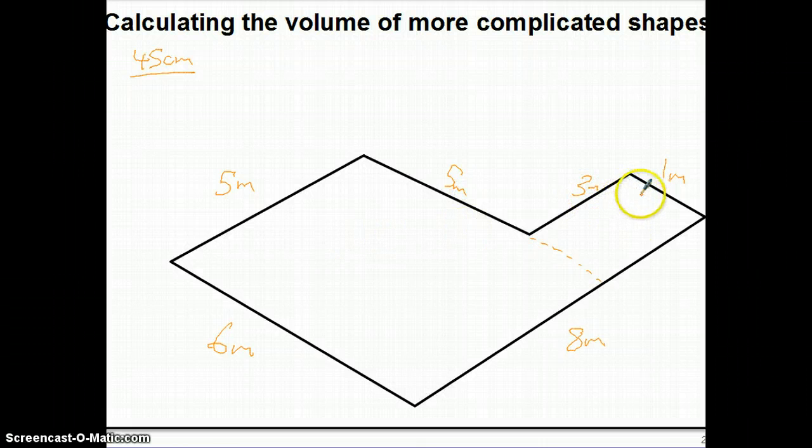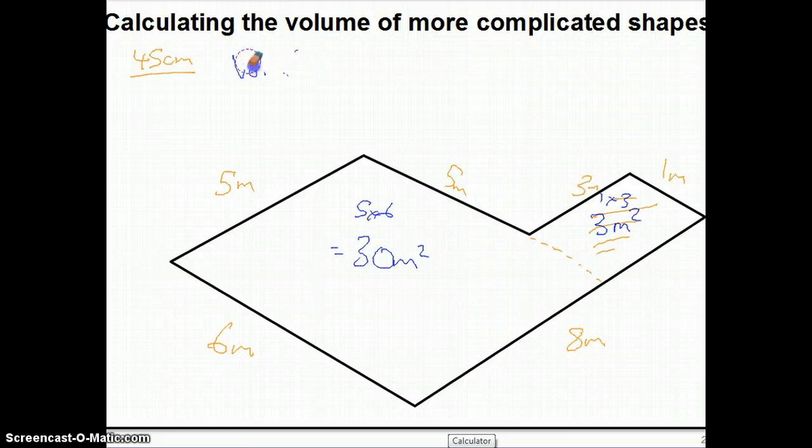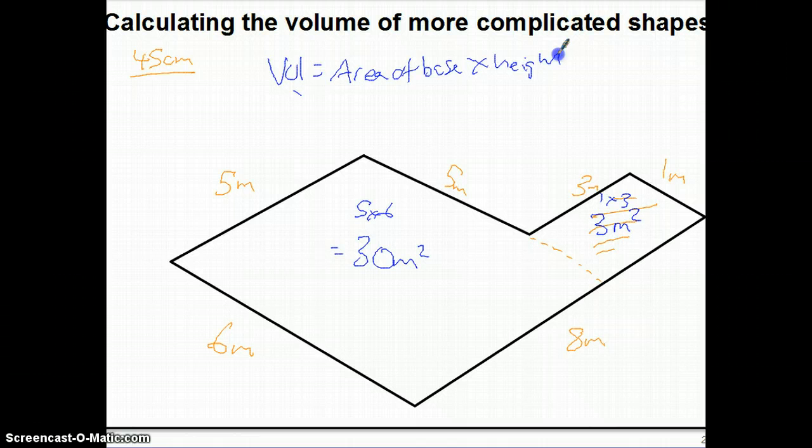And that means that this is 3 by 1, which is 3 metres squared, and this is 5 by 6, which gives me 30 metres squared. That was 1 times 3. So what that means is that I have a total area of 33 metres squared, and our volume would be the area of the base multiplied by the height.